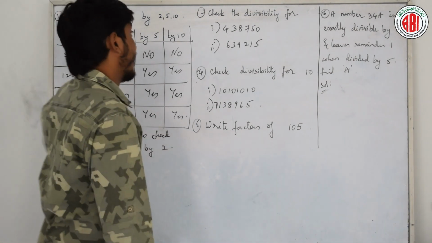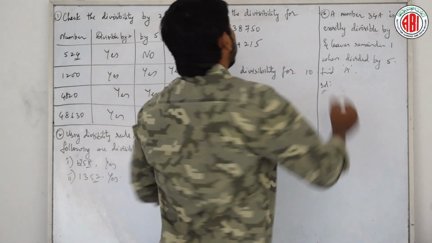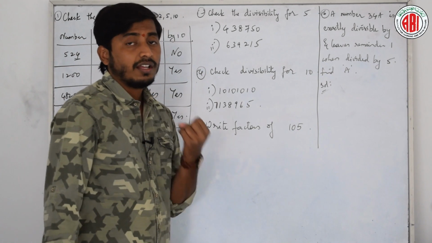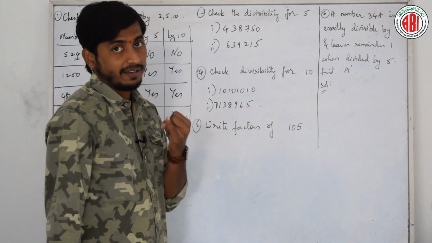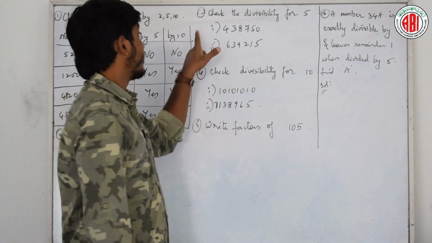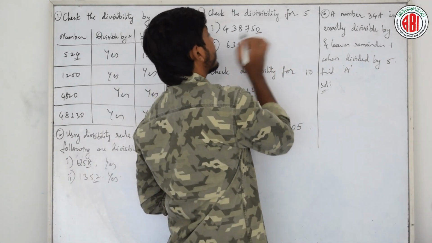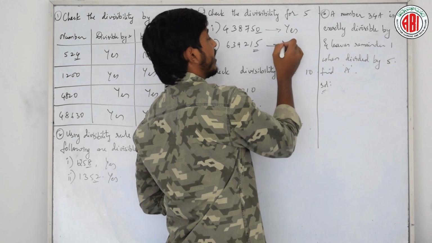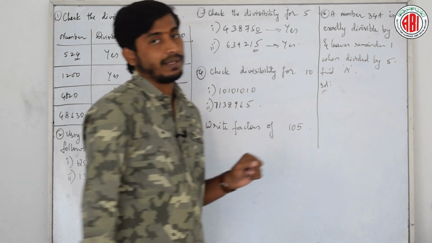Next, he is asking us to check the divisibility for 5. What is the rule? The ones place number must be either 5 or 0. See here, what is there in the ones place? 0, therefore it is divisible. Here it is 5, therefore it is also divisible.